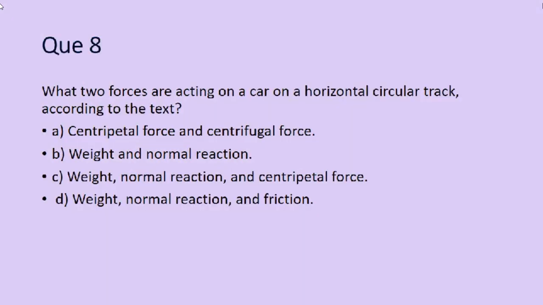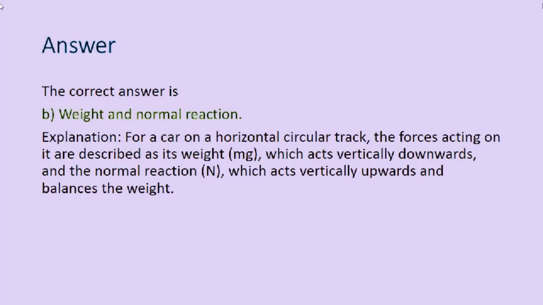Question number 8. What two forces are acting on a car on a horizontal circular track according to the text? The first answer is option A, centripetal force and centrifugal force. Option B, weight and normal reaction. Option C, weight, normal reaction and centripetal force. And last option D, weight, normal reaction and friction. And the correct answer is option B, weight and normal reaction.